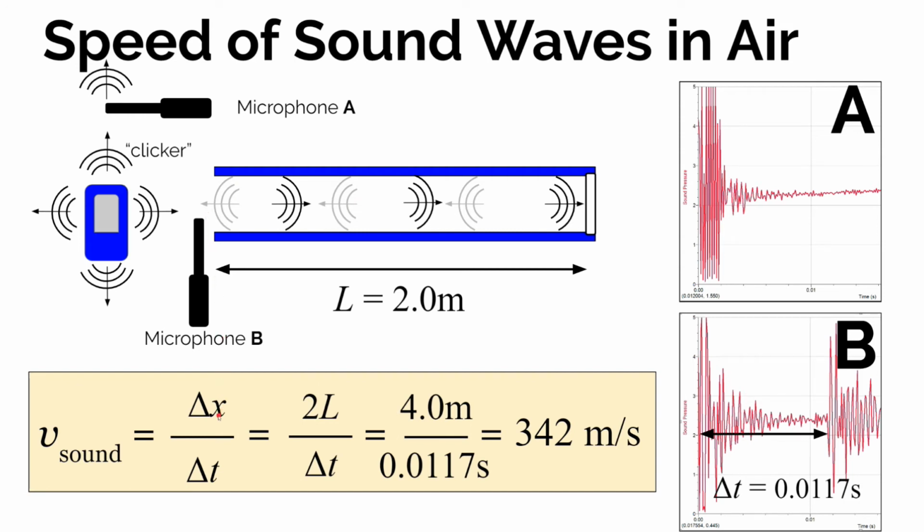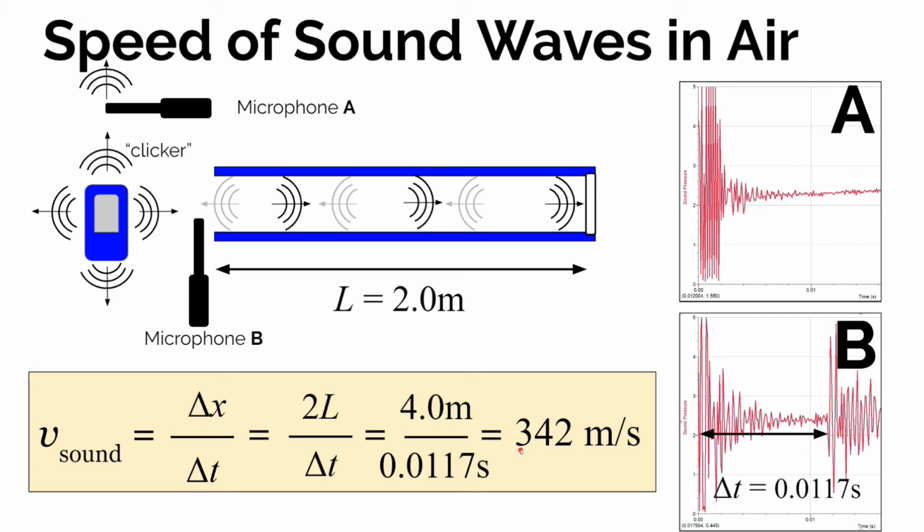So how far did the sound get displaced? Well, it travels down the tube once and then back out the tube again. So its displacement is twice the length of the tube. So it travels 4 meters, and we measured that it took about a little over 100th of a second to do that. So if we take 4 meters divided by 0.0117 seconds, we get that the sound, that pulse created by the clicker, must have been moving at about 342 meters per second.